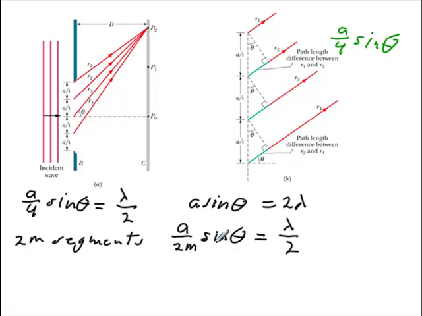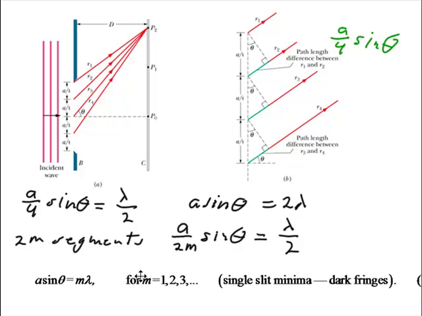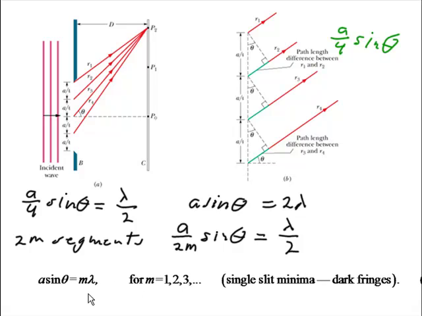The 2's will cancel, and if we put this together, we find that any time a sine theta equals m lambda, where m is any non-zero positive integer, actually it can be a negative integer, but it can't be 0. Anytime a sine theta equals m lambda, we will get a minimum for the single slit. In other words, we will get a dark fringe.